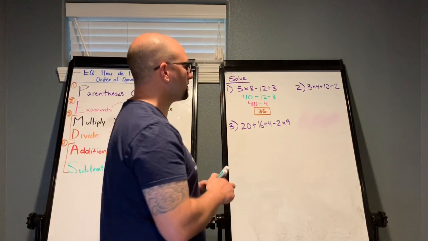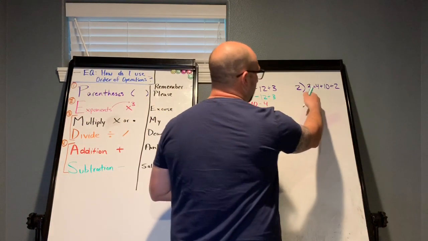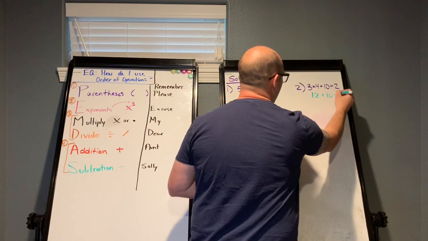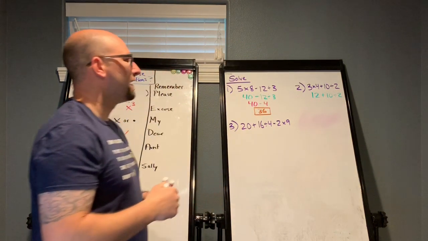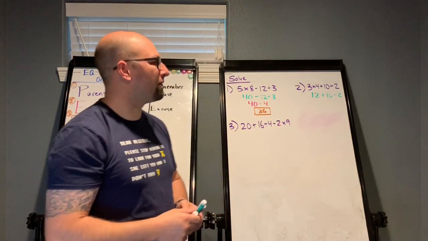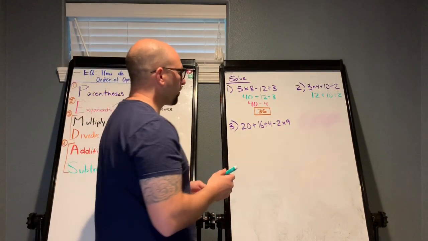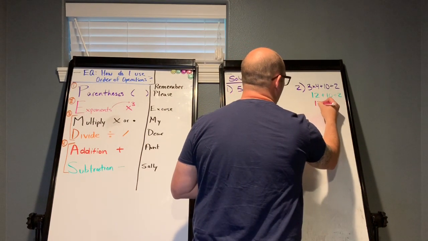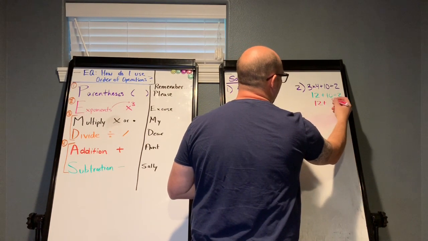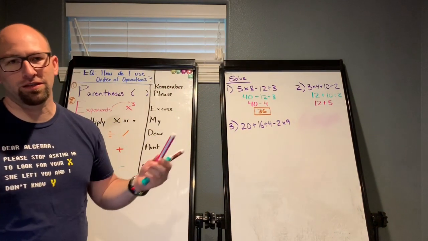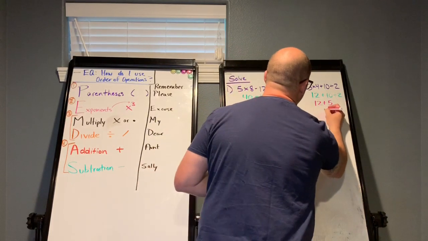Okay, so what comes first? It's this multiplication problem. So 3 times 4 is 12. And then we just bring everything else down. 12 plus 10 divided by 2. Now, instead of doing that addition problem, you're going to want to do that division problem first. Okay? So we'll go 12 plus 10 divided by 2 is 5. Okay, now we have 12 plus 5. That's the only thing we have left. That'll be 17.